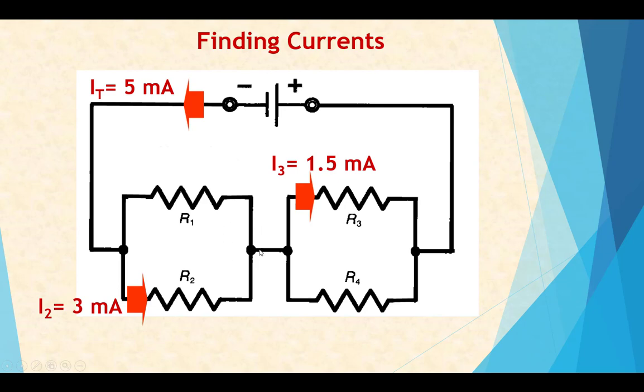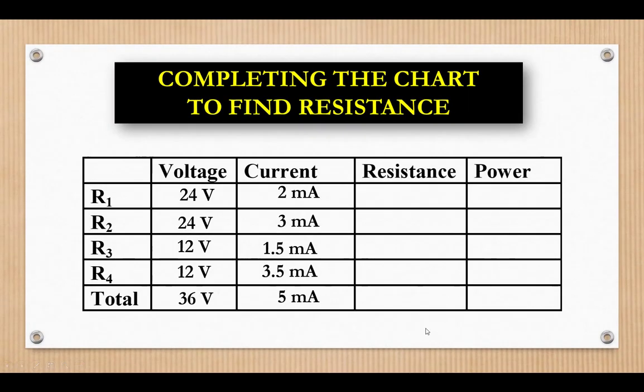They combine again and enter into here. I've got 1.5 going in here. So the rest of it has to be going this way. And then it recombines and goes back.